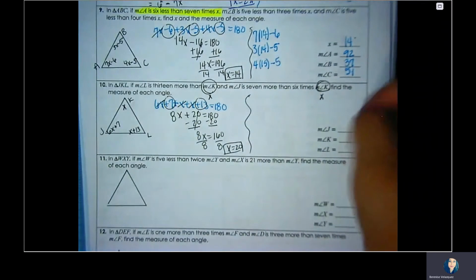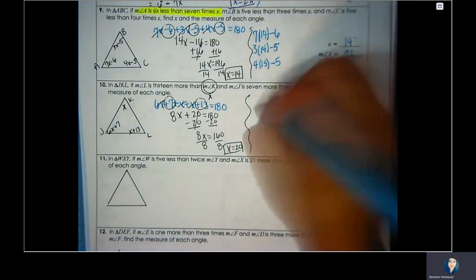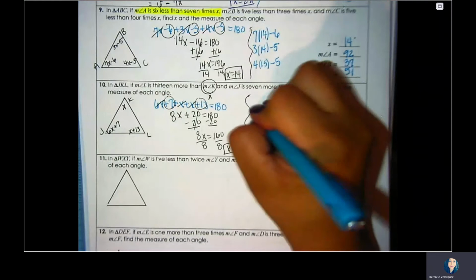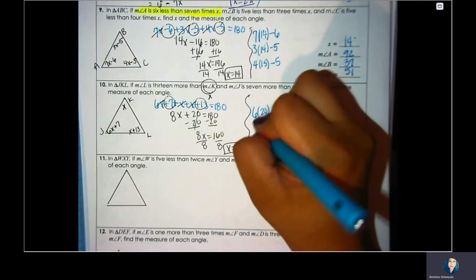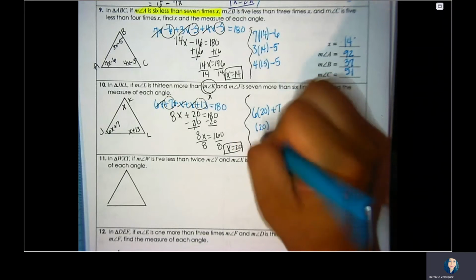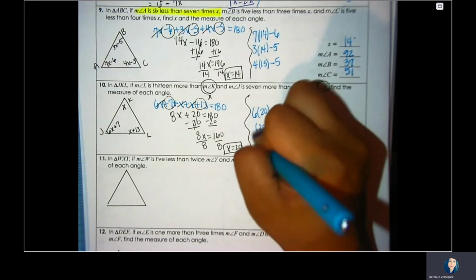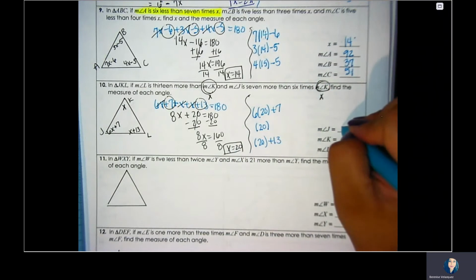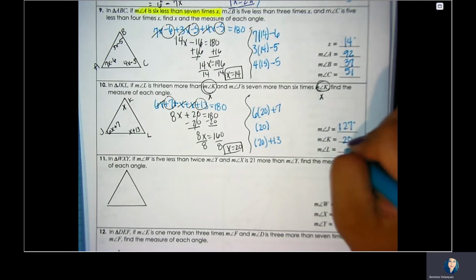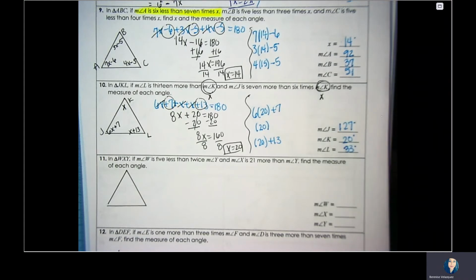Okay, so over here there's not a space for x, it's just the plug-in ones. So first I need to find angle J. It's going to be 6 times 20 plus 7. Then I have to find angle K. That is just 20, because it was just x. And the last one would be 20 plus 13. Okay, 6 times 20 plus 7 is going to be 127. Angle K is just 20, and then 20 plus 13 is going to be 33. Okay, so it should be your 3 answers there.